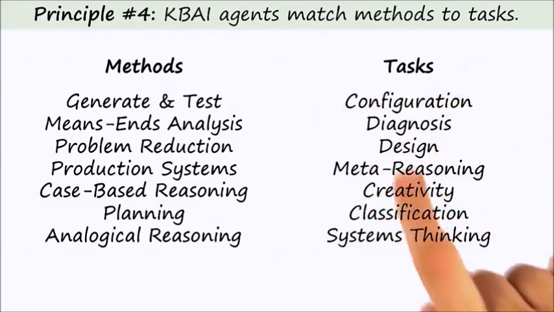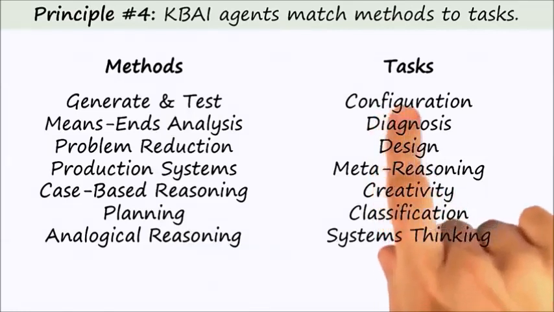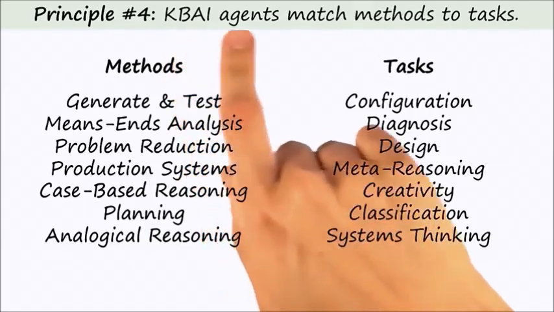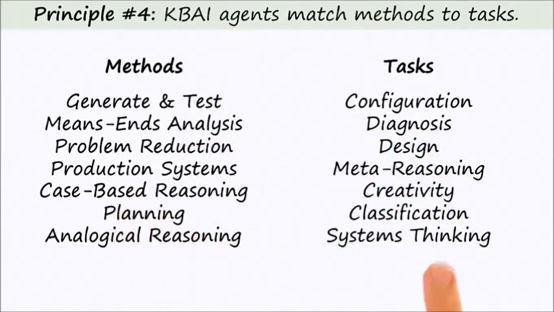For example, we can imagine doing configuration with generate and test, where we generate every possible configuration of a certain plan and then test to see which one's best. We could also do configuration by problem reduction, where we reduce the problem down to the subparts and solve them individually and then compose them into an overall solution. In this way, knowledge-based AI agents match methods to tasks.